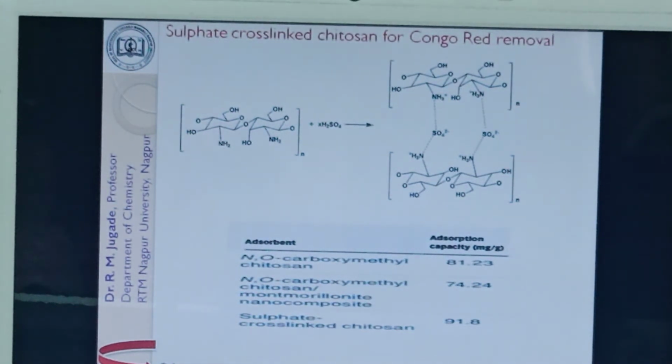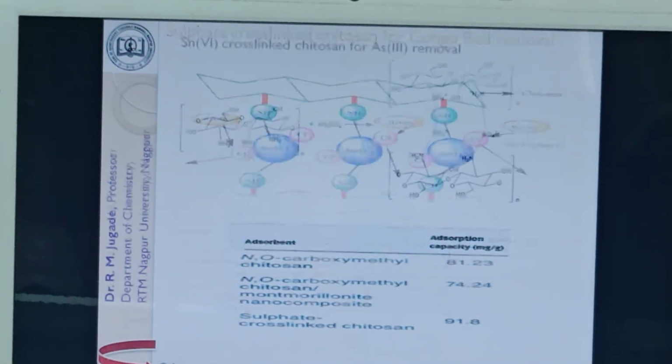Another important application of sulfate cross-linked chitosan is in Congo red removal. Congo red is an important dye which is generally present in various wastewaters, and in order to remove it from the wastewater, we have used the same sulfate cross-linked chitosan, and we have seen that this sulfate cross-linked chitosan has a very good dye adsorption capacity, of the order of 91 milligrams per gram. This is our own work again.